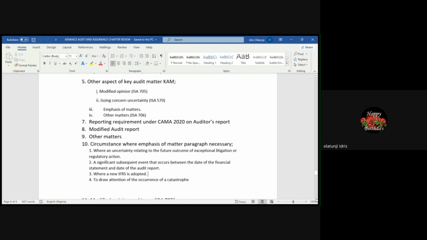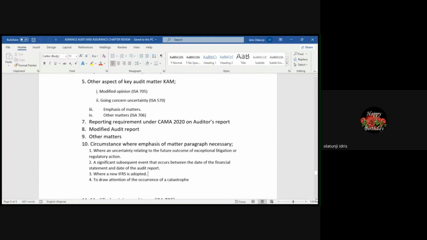Then another one is where a new IFRS standard is adopted, and the company is here to adopt it, or the company has adopted it, and which is going to probably have an effect on the financial statement. Then the auditor is expected to make the emphasis in the matter paragraph.